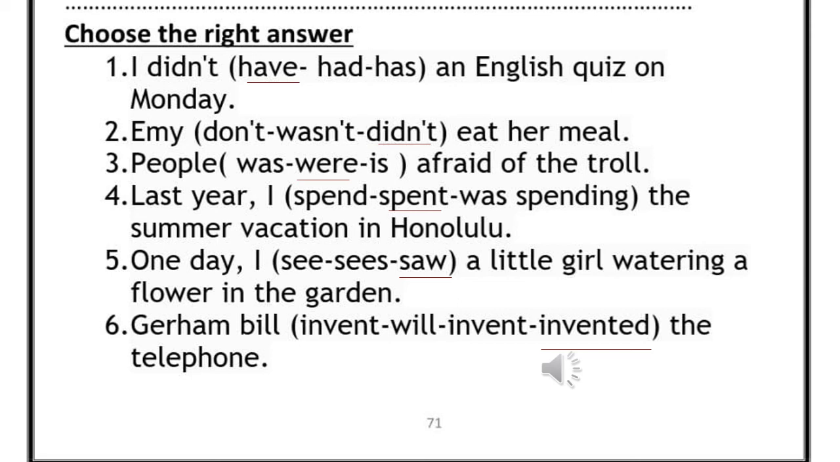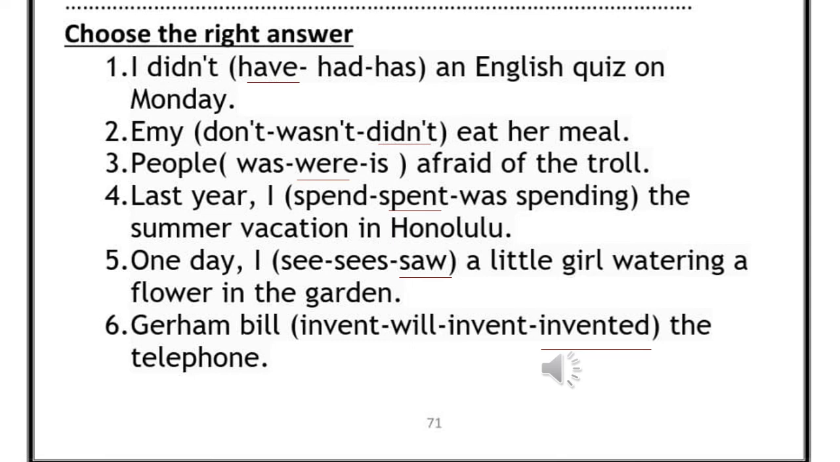Choose the right answer. Number 1, I didn't have, had, has an English quiz on Monday. The answer will be have. Number 2, Emmy don't, wasn't, didn't eat her meal. And of course, the answer is gonna be didn't. Number 3, people was, were, is afraid of the troll. The answer is were. Number 4, last year I was spending the summer vacation in Honolulu.